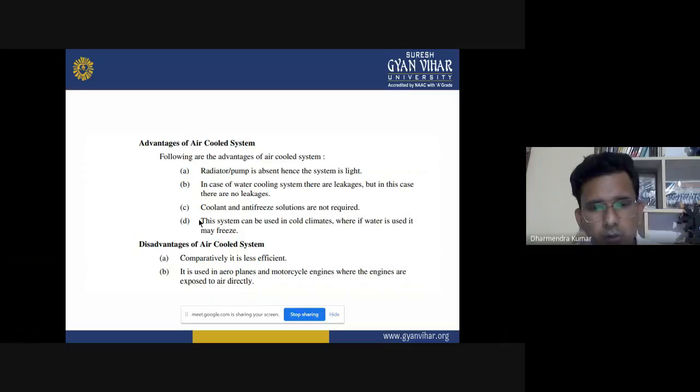Now the two disadvantages of the air cooled system. The first one is that it is comparatively less efficient when we compare it with the water cooling system. The second point is that it is used in aeroplane and motorcycle engines, where the engine is exposed to the air directly. The main disadvantage is that we have to use this engine where all the engine parts are in the open area, like an aeroplane or like bikes.